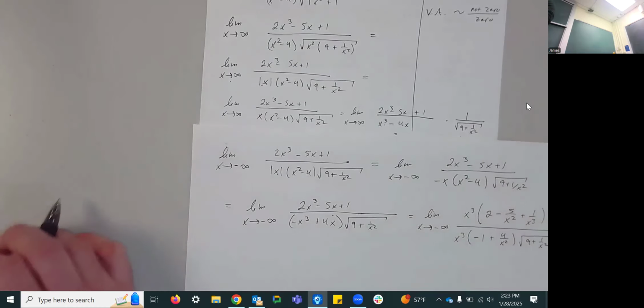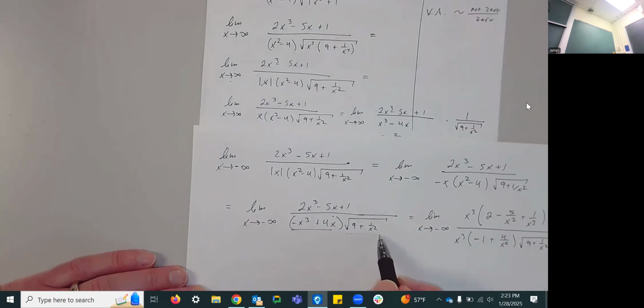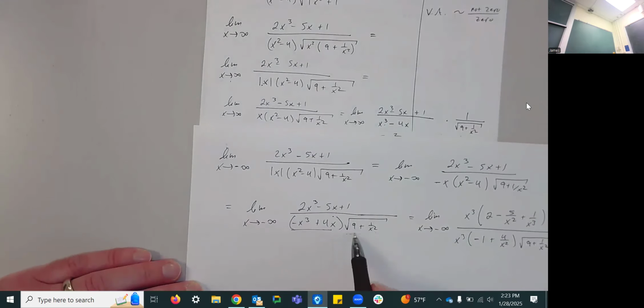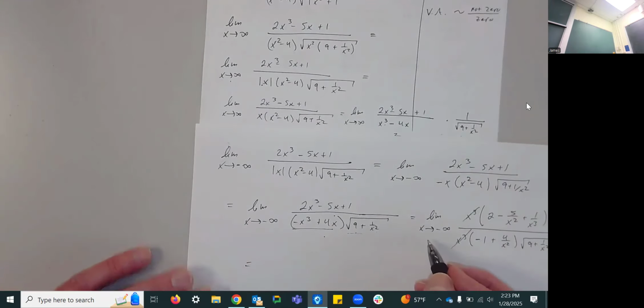When you factor out something from a product of two things, you only factor it out from one piece, right? So I have a product of this times this. I can't factor the x cubed out from both pieces. It only needs to come out from one piece. And then the x cubes cancel. And then we let x go to negative infinity.